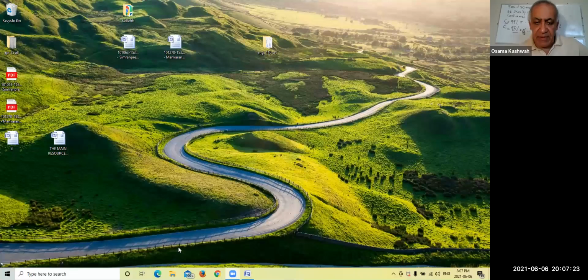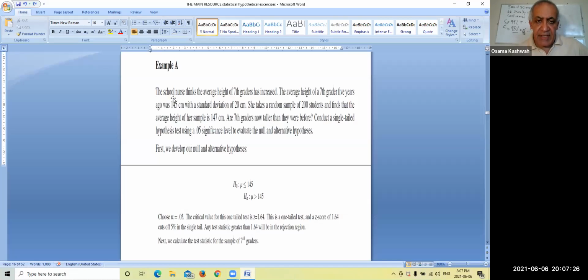Okay, we have here an example about the school nurse, who thinks that the average height of the 7th graders has increased. The average height of the 7th graders 5 years ago was 145. Now I will go step by step. This 145 is the average of the population, so I will say mu equals 145.